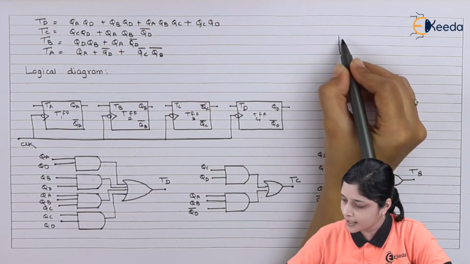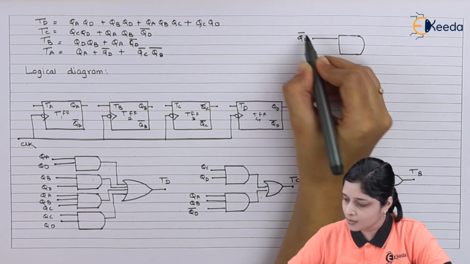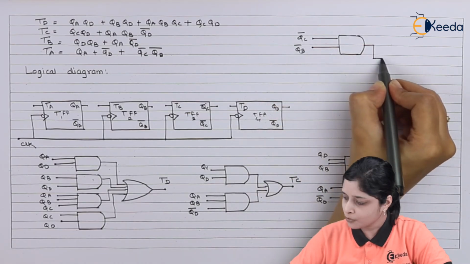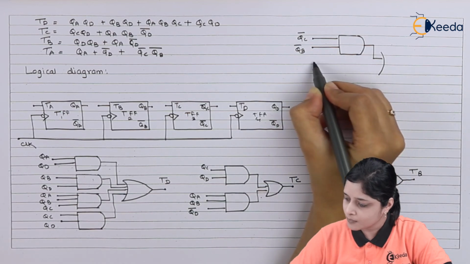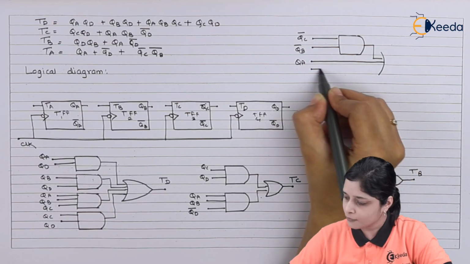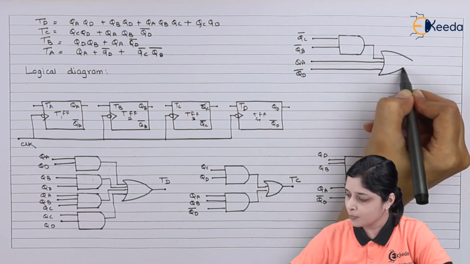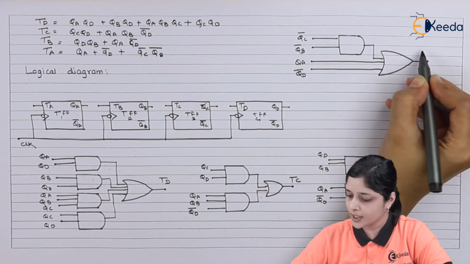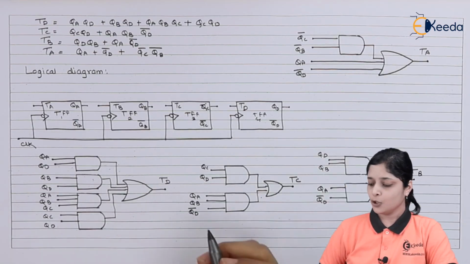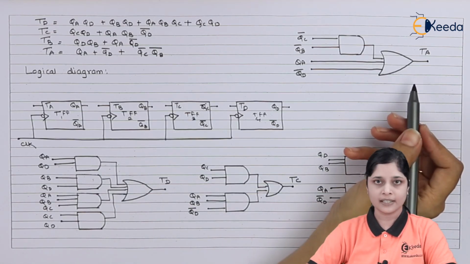So we will draw here one AND gate. Input to this is what? QC bar, QB bar. Now we want to do logical addition. So we will draw here what? Next input is QA, and after that the next input is QD bar. Logical addition you have to perform, and here you will get the output as what? TA. So in this way you can draw the logical diagrams for TD, TC, TB and TA.